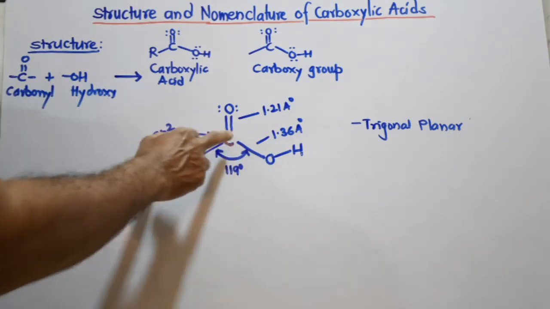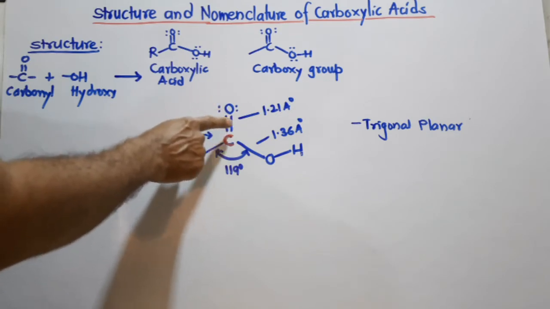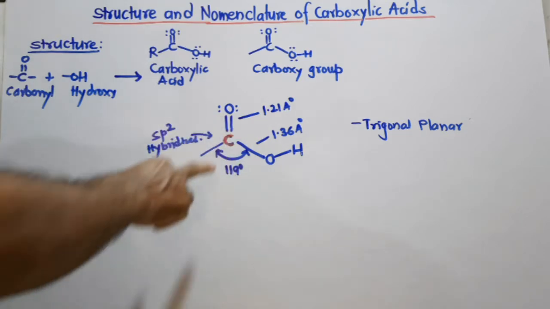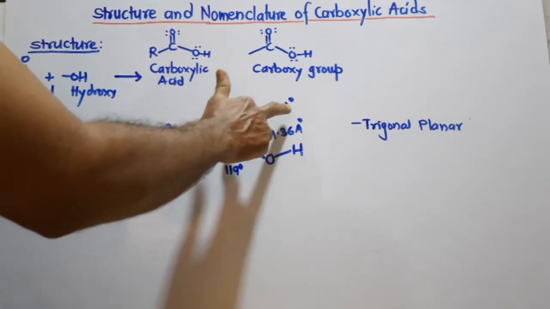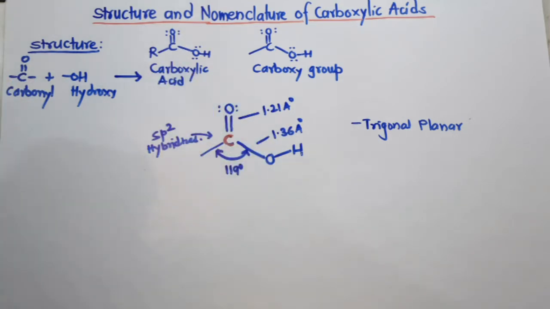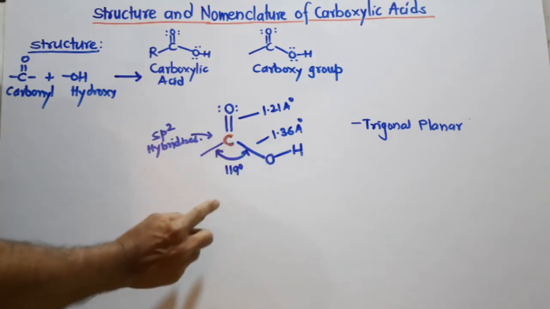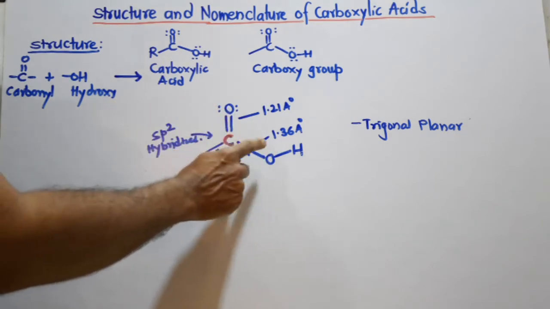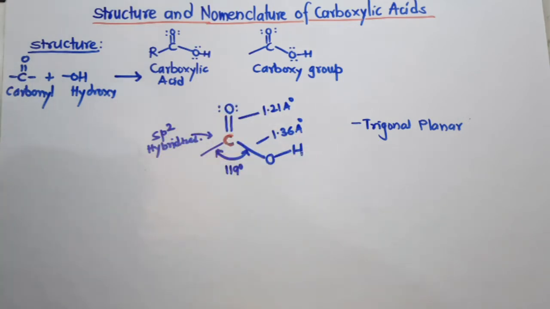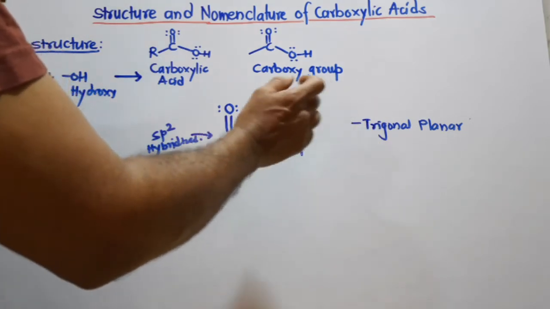Again, there are two CO bonds. One CO bond is a double bond, and another CO is a single bond. So obviously its bond length is 1.21 angstrom, and this bond length is around 1.36 angstrom. So this bond is shorter as compared to this bond. But when we compare the CO bond of carboxylic acid and alcohol, this is again shorter than the alcoholic CO bond.